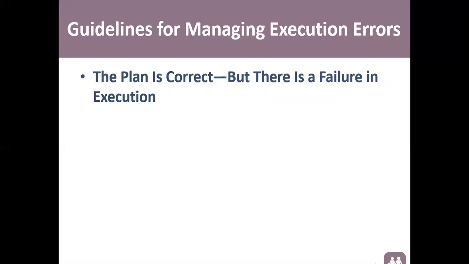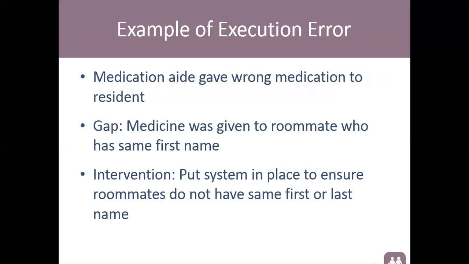Now, what if the plan is correct, but there is a failure in execution? An example of an execution error could be a medication aide giving a wrong medication to a resident when both roommates have the same first name. An intervention could be to put a system in place to ensure that roommates do not have the same first or last name to decrease the chance that an error could happen again.